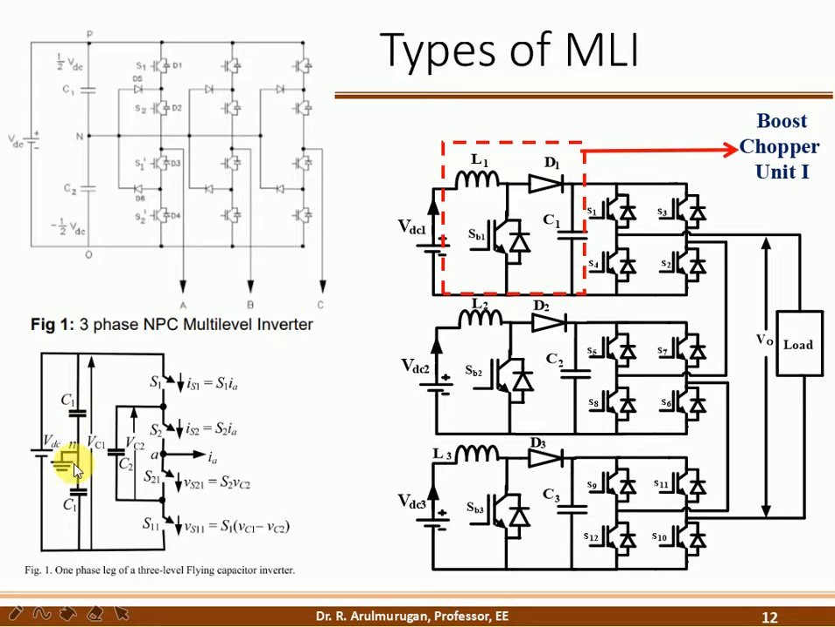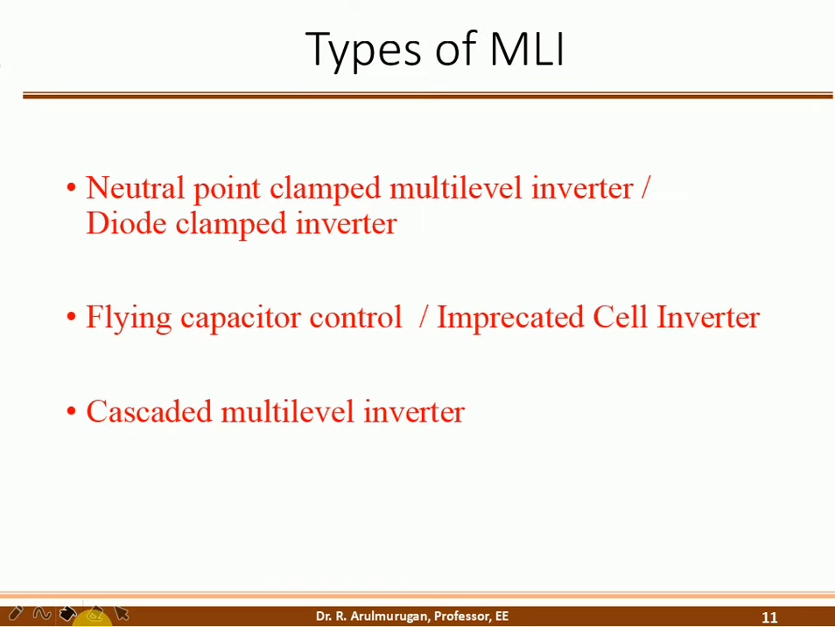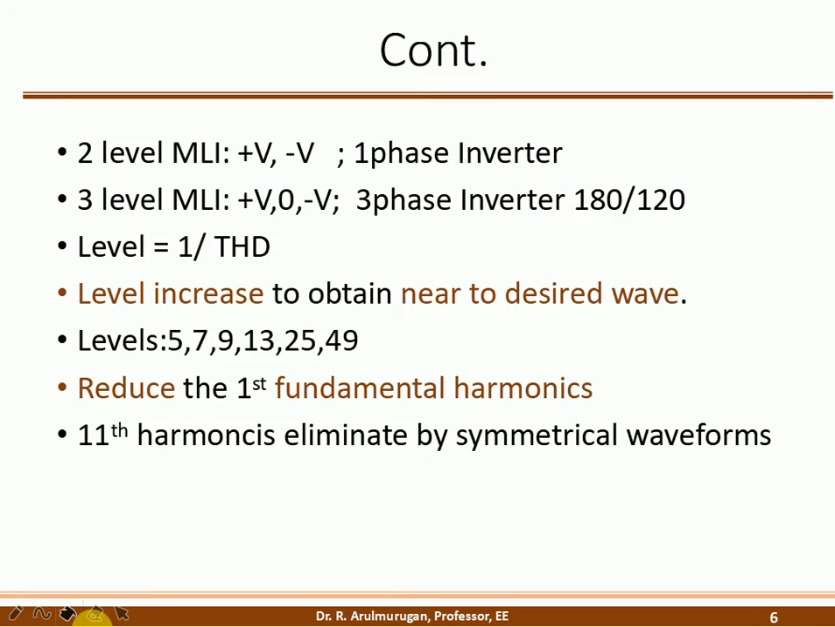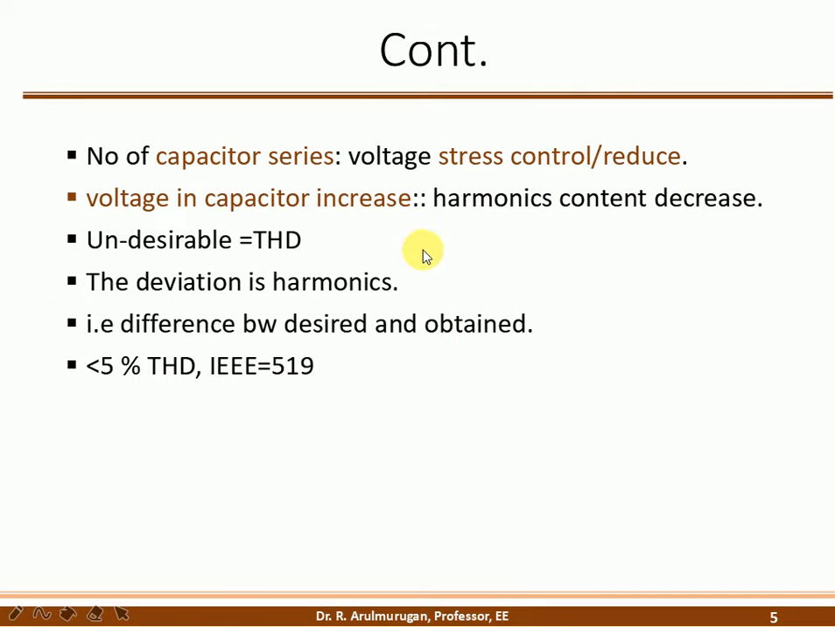If two capacitors are used, this VDC is divided into two halves. Suppose four capacitors are used, then it is divided into 1 by 4, 1 by 4, 1 by 4, 1 by 4. So the voltage is divided. What is the advantage of dividing the voltage? Voltage stress control. The stress level of the switches is reduced.